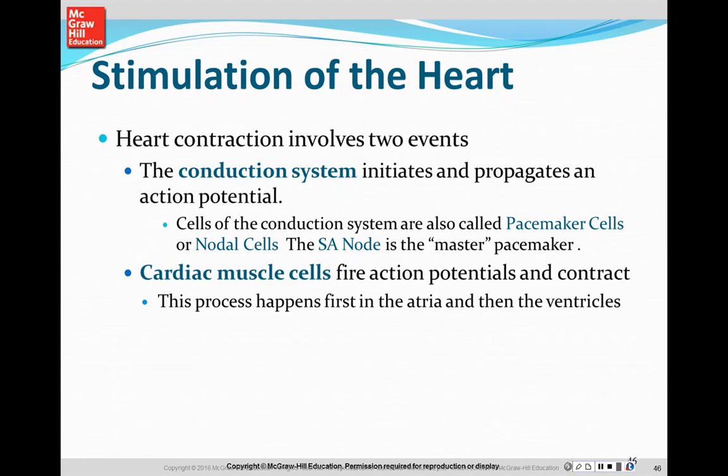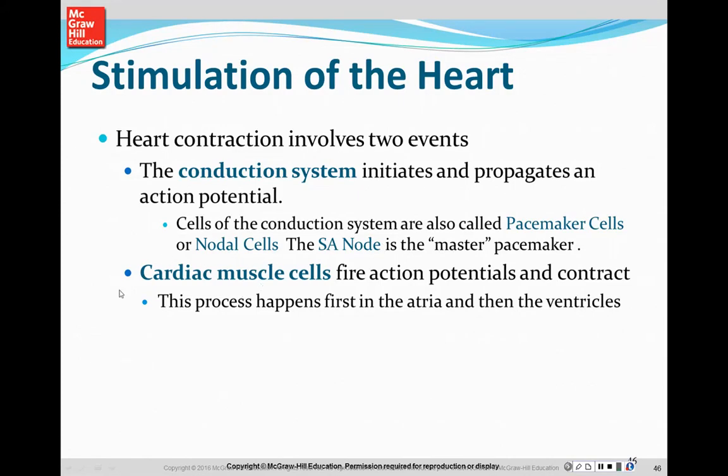Now, thinking about all this, the heart contraction itself, the heart's ability to move blood throughout the heart and eventually out of the heart, involves two events. You've got to have a conduction system, that's your pacemaker cells, that will tell the heart how many times to beat per minute. The cells of the conduction system are called pacemaker cells, and you also may hear them called nodal cells because you hear the word SA node, AV node, that kind of thing. And as I just mentioned before, the SA node is the master. It starts the whole process of how many times the heart should beat per minute.